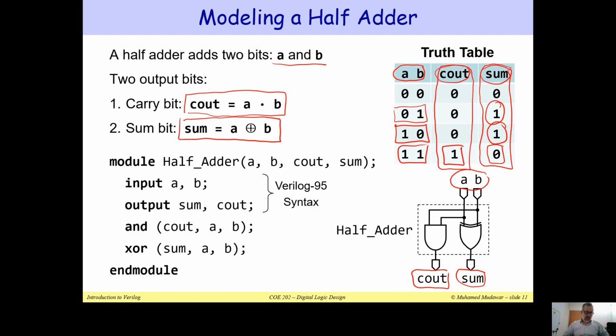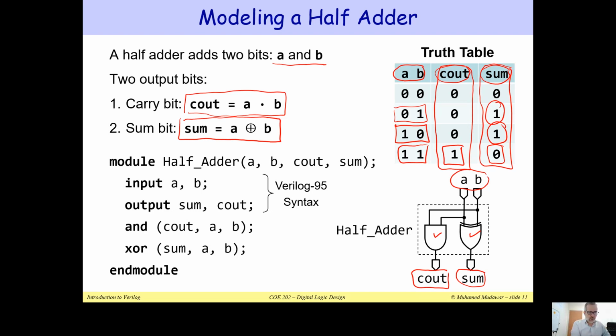Now, once we have these equations, we can easily model the circuit diagram. This is the sum, which is A XOR B, so I need an XOR gate. And this is C out, which is just A and B, so we need an AND gate. And we can model this very easily in Verilog.